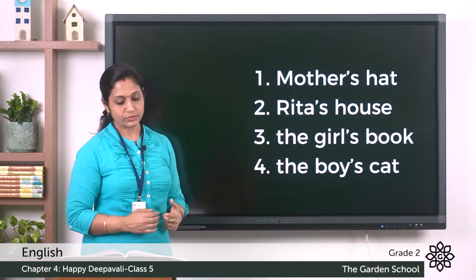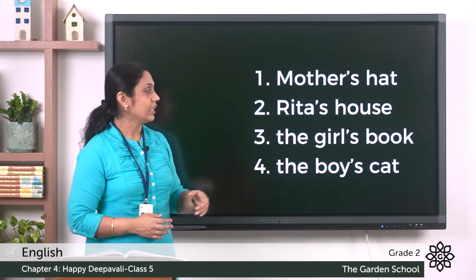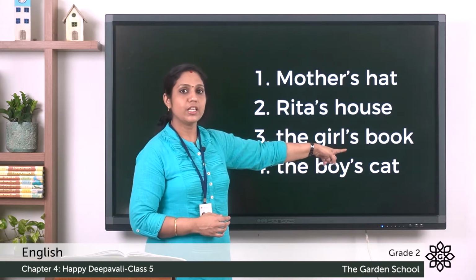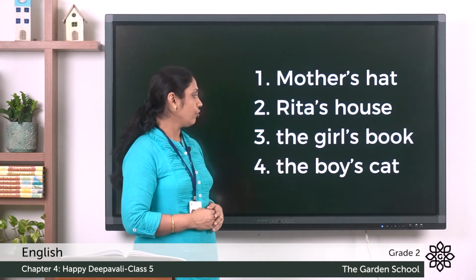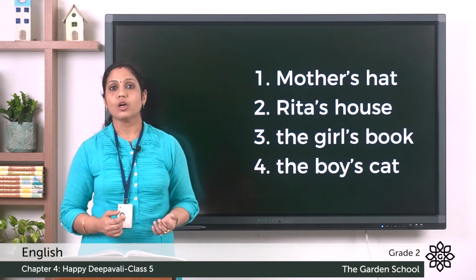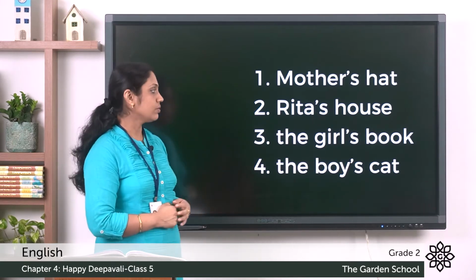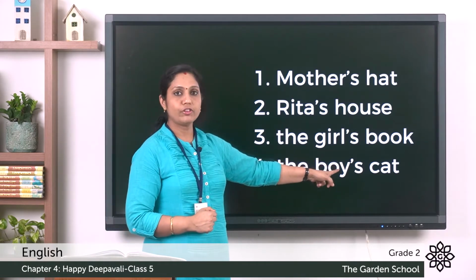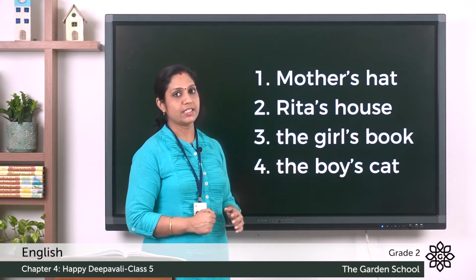The third one, the book that belongs to the girl, girl's book. So insert the apostrophe near the place of the girl's. Fourth one, the cat that belongs to the boy, boy's cat. So near the boy's, we have to insert the apostrophe. After Y, insert the apostrophe and S, the boy's cat.